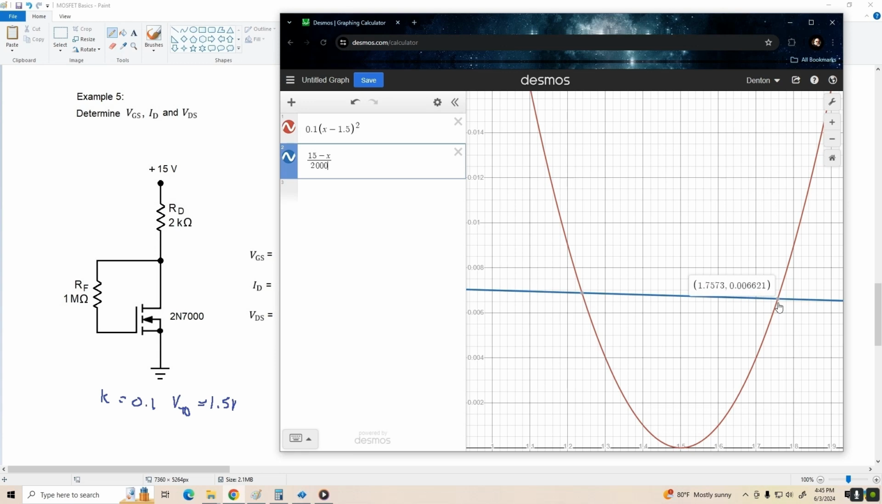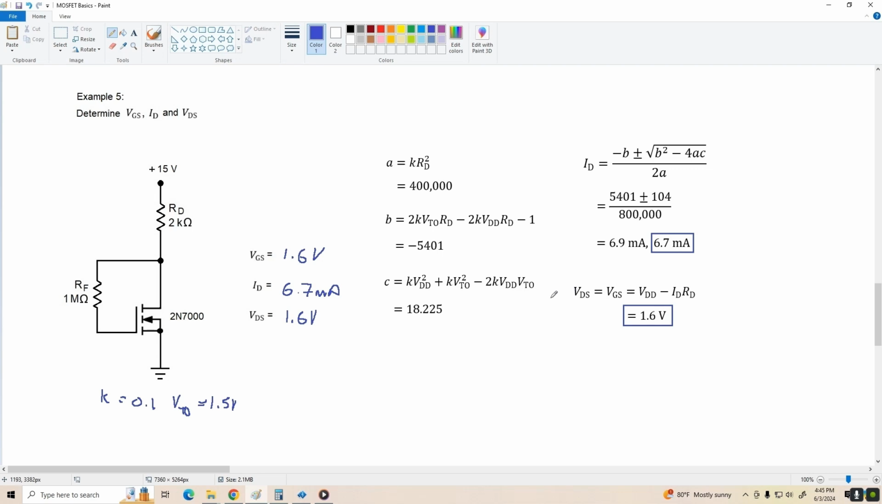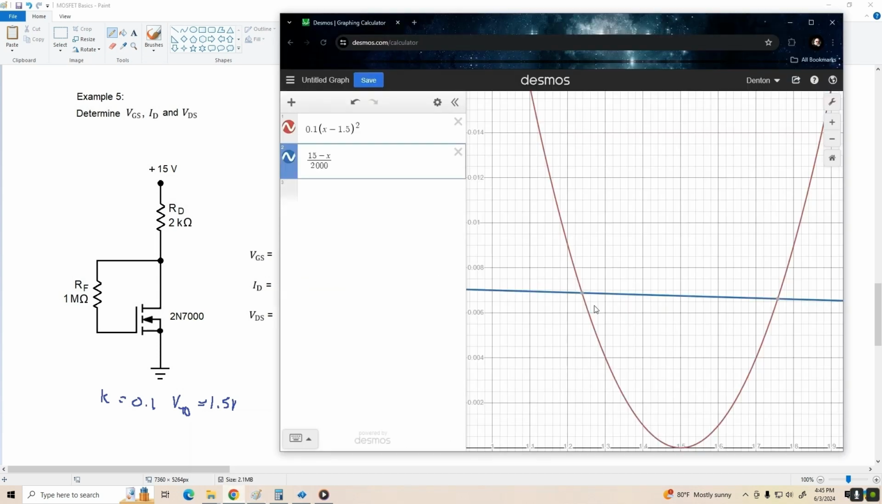Our correct solution is 6.621. We said it was 6.7, pretty darn close. And 6.9 versus 6.881. So I rounded a little bit, but in any case, this is our solution, and that's how you could do it graphically on Desmos. Okay, this is VDD minus X over RD.